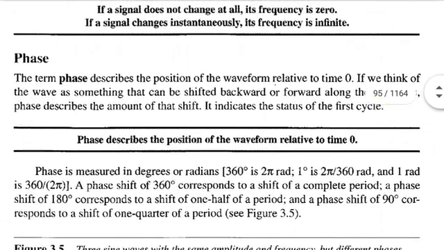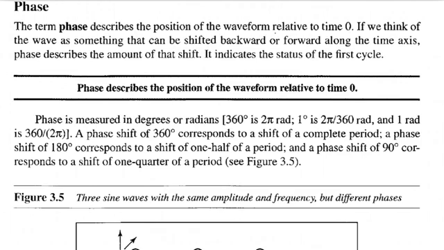If a signal does not change at all, its frequency is zero. If a signal changes instantaneously, its frequency is infinite. Phase. The term phase describes the position of the waveform relative to time zero. If we think of the wave as something that can be shifted backward or forward along the time axis, phase describes the amount of that shift.